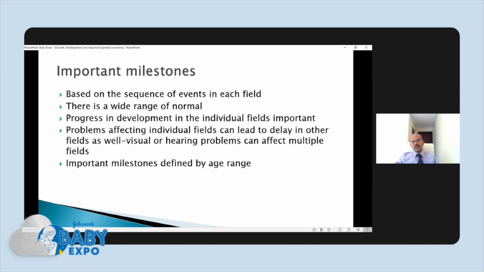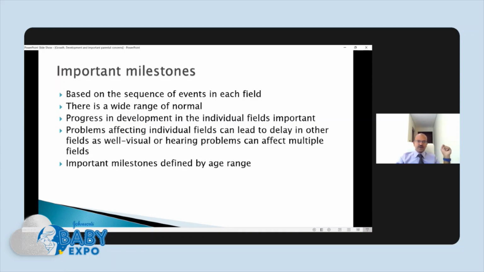So there are important milestones that are defined, and these are often useful to the pediatrician to screen their development. So we have certain age-related milestones we expect the child to achieve. This depends on the sequence of events in each field of development. And there is a wide range of normal. So a parent doesn't need to compare with another child and say, my child is not smiling at 1 month like the other baby. Because there is a range of 1 to 3 months for social smile, for example, you can easily wait if the child is otherwise well.